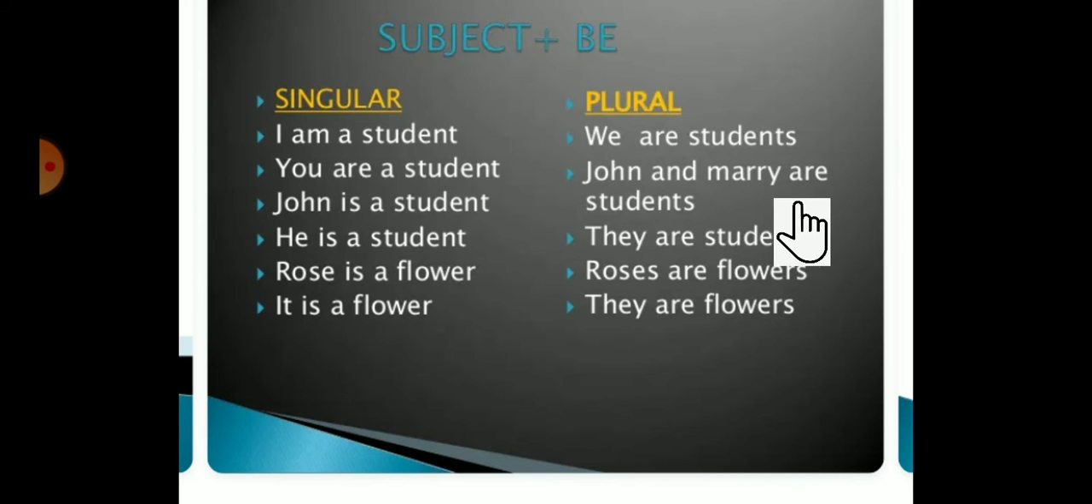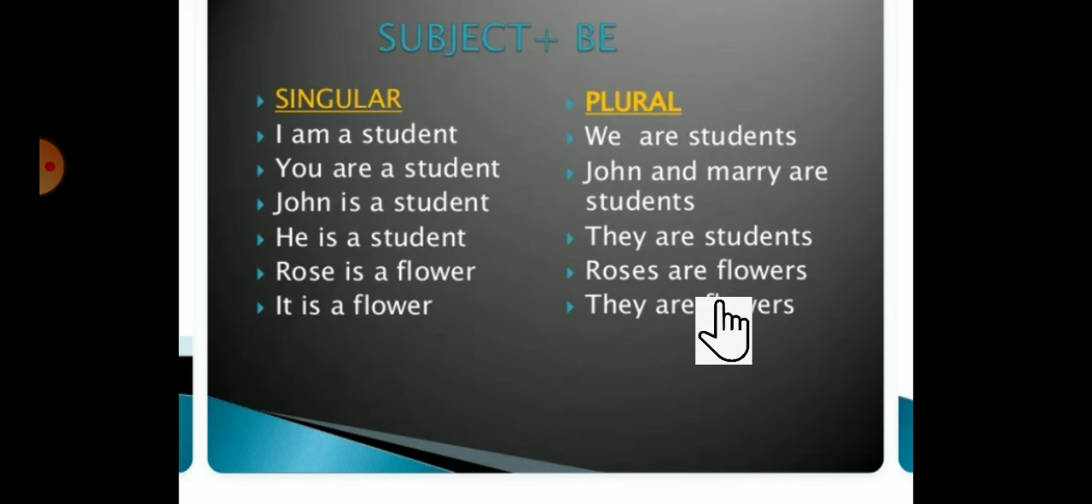We are students. So "we" is here in the form of which person? First person. We are students. Along with the common noun "students", "are" has been used here. So it shows the meaning of something plural, more than 1, 2, 3. So it is called here the plural form of the noun. We are students. John and Mary are students. They are students. Roses are flowers. They are flowers. Understood? See how "are" has been used here.